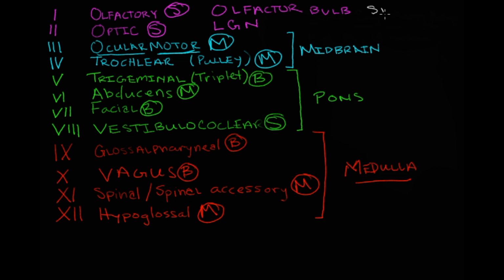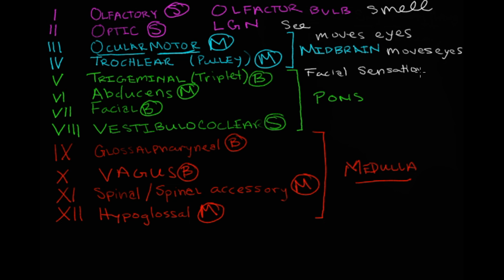So olfactory, smell. Optic nerve helps you see. Oculomotor moves your eyes. Trochlear moves your eyes again. Trigeminal, that helps your facial sensation. There's 3 areas, your V1, 2, and 3. We'll talk about that later. And then there's a little bit more there, right? We'll talk about that in a different video.